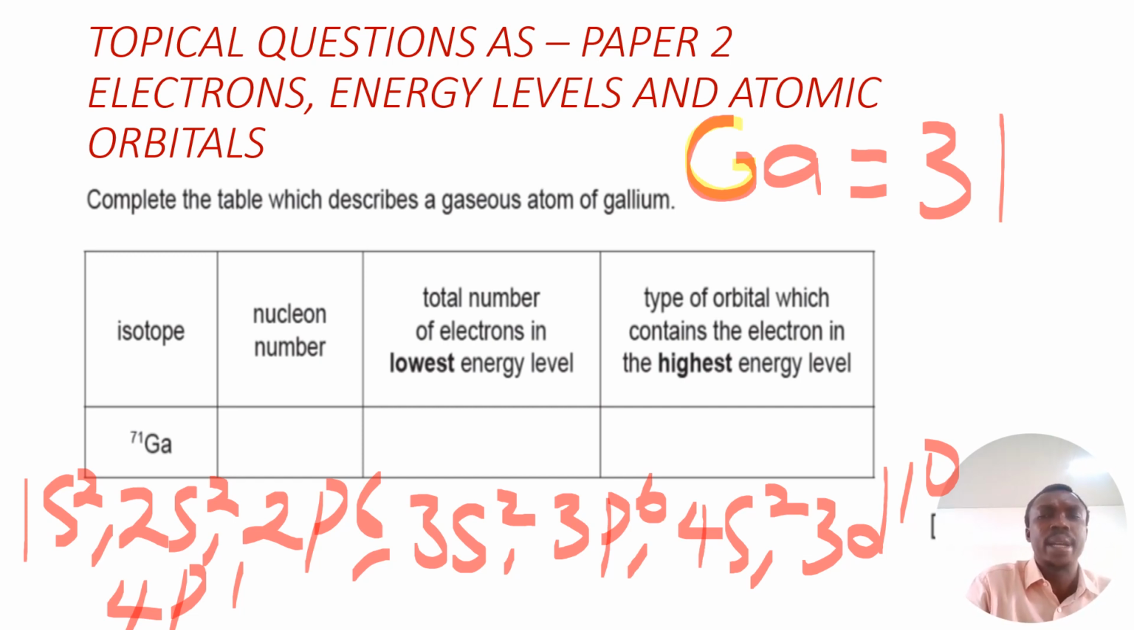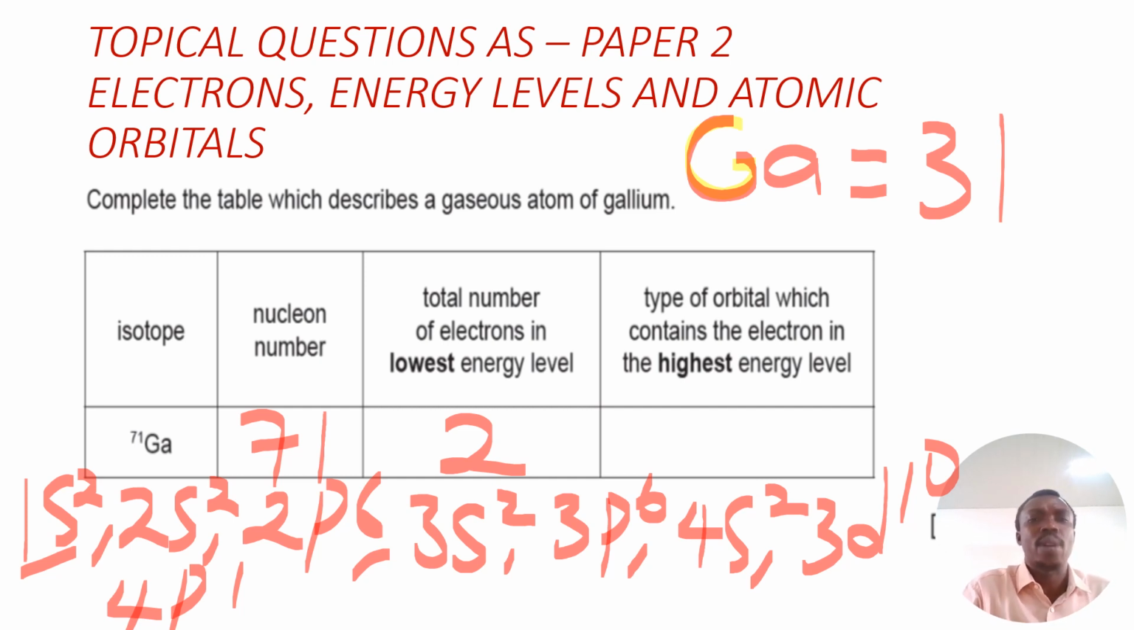So the nuclear number is the mass number. So the nuclear number of gallium is 71. Then the next one is the total number of electrons in the lowest energy level. If you follow the Aufbau principle, the lowest energy level is 1s, which is 1s2. So the number of electrons there is 2 electrons, 2 electrons on the S subshell. So the total number of electrons in the lowest energy level is 2 electrons.